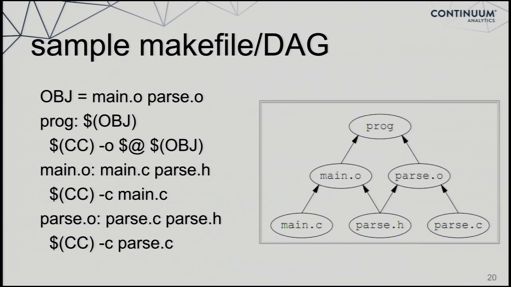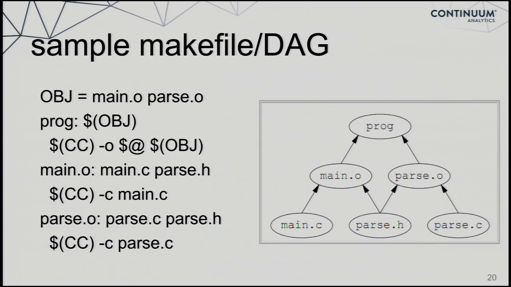Here's your program. Here's your output at the end. It depends on these two object files. They share a dependency on this header file, right? And they both have their own source files that go in. Okay? And this code on the left corresponds to this makefile on the right.